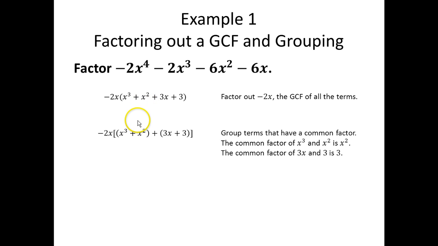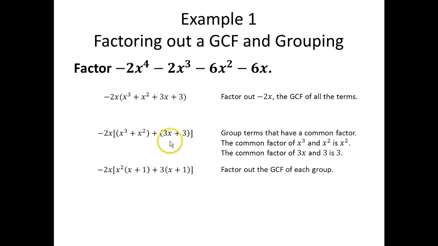The next thing I do is I group the terms that have a common factor. Notice that x cubed and x squared have a common factor of x squared, because x squared goes into x cubed, and similarly, the common factor of 3x and 3 is 3. So I group them because what I want to do next is factor out the common factor of each group. So now that I've grouped x cubed and x squared, I want to basically use the distributive property in reverse to factor out that x squared. Right? So this will give me x squared times the binomial x plus 1. So this now becomes the same as this.